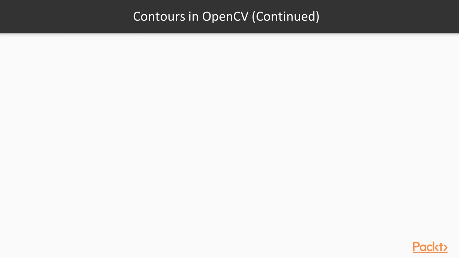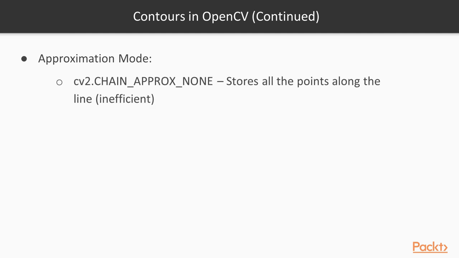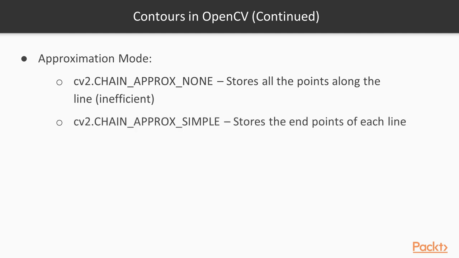Now let's quickly discuss approximation methods before we go into the retrieval mode, which involves hierarchy. There are basically 2 approximation methods. If you use cv2.CHAIN_APPROX_NONE, that stores all the points along the line. So instead of just the vertices or the endpoints, you get all the points, which can be quite a lot if your image is large. So it's a pretty inefficient way of doing this. I advise you to use CHAIN_APPROX_SIMPLE, which gives you the same information.